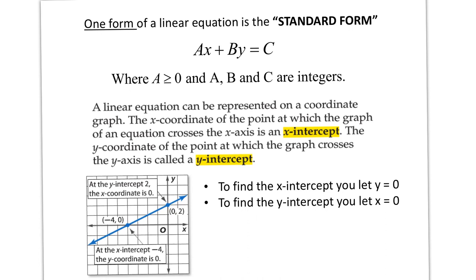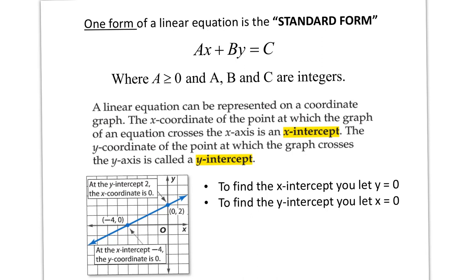The y-intercept is where the line crosses the y-axis right here in the graph. They intersect. So this point right here is (0, 2). That is the coordinate of this point. So you can say the y-intercept is 2, or you can say the coordinate of the point is (0, 2). So that's the y-intercept.